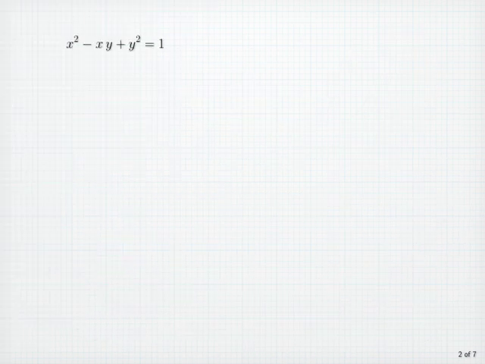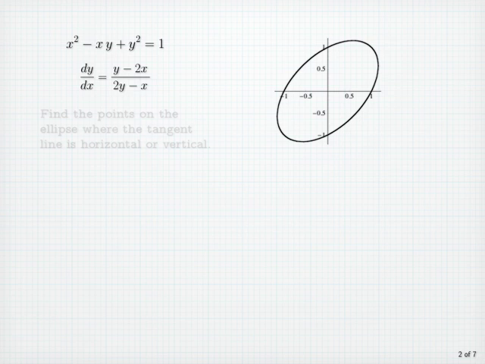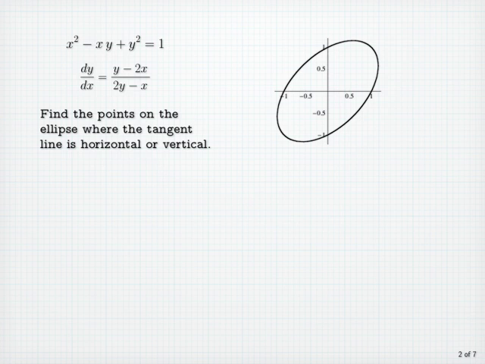Let's continue looking at the same example. The equation x squared minus xy plus y squared equals 1, whose graph is the ellipse that you see here. And we've just calculated that at every point on that ellipse, dy/dx is equal to (y minus 2x) over (2y minus x). Now let's suppose that we want to find the points on the ellipse where the tangent line is either horizontal or vertical. Here are the 2 points where the tangent line is horizontal, and here are the 2 points where the tangent line is vertical.